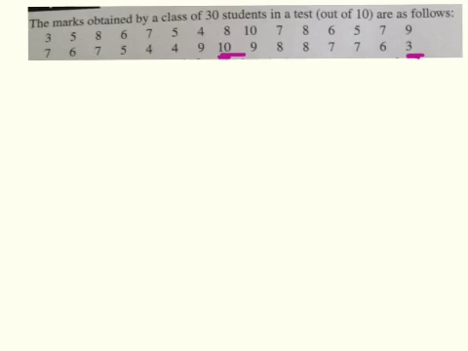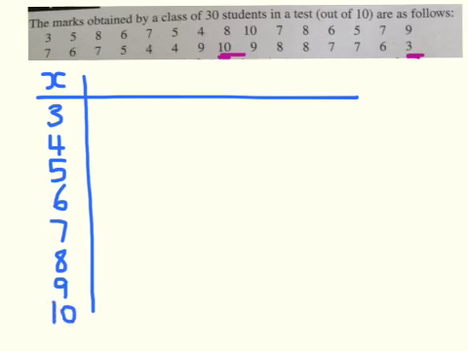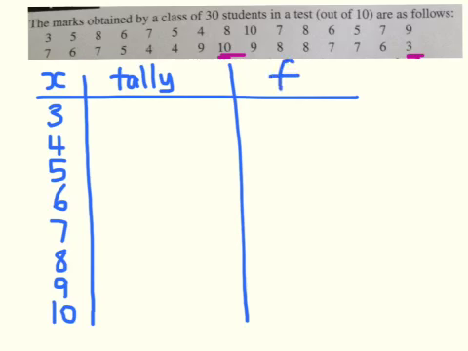What we do is we set up the table and we have 3 columns. The first column here is our x. Our x is our variable, that's what mark the students got out of 10. We know that the smallest mark was 3, so I can put a 3 there, and then I'm going to number these all the way up to 10, because we know our largest score was 10. Then the second column, I'm going to put a tally column. Now that's going to be helpful. And our last column is our f column, which stands for frequency.